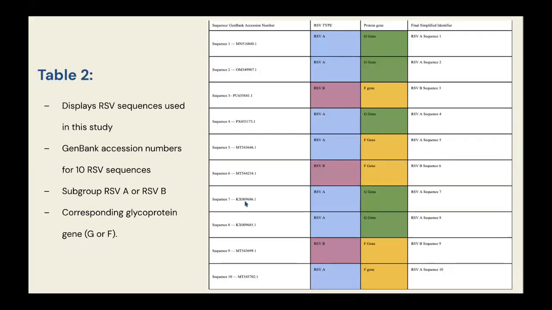Table 2 just displayed our sequences used in the study. We again had the GenBank accession numbers for the 10 sequences and subgroup RSV-A or RSV-B. And we had a corresponding glycoprotein gene, G or F, as well.